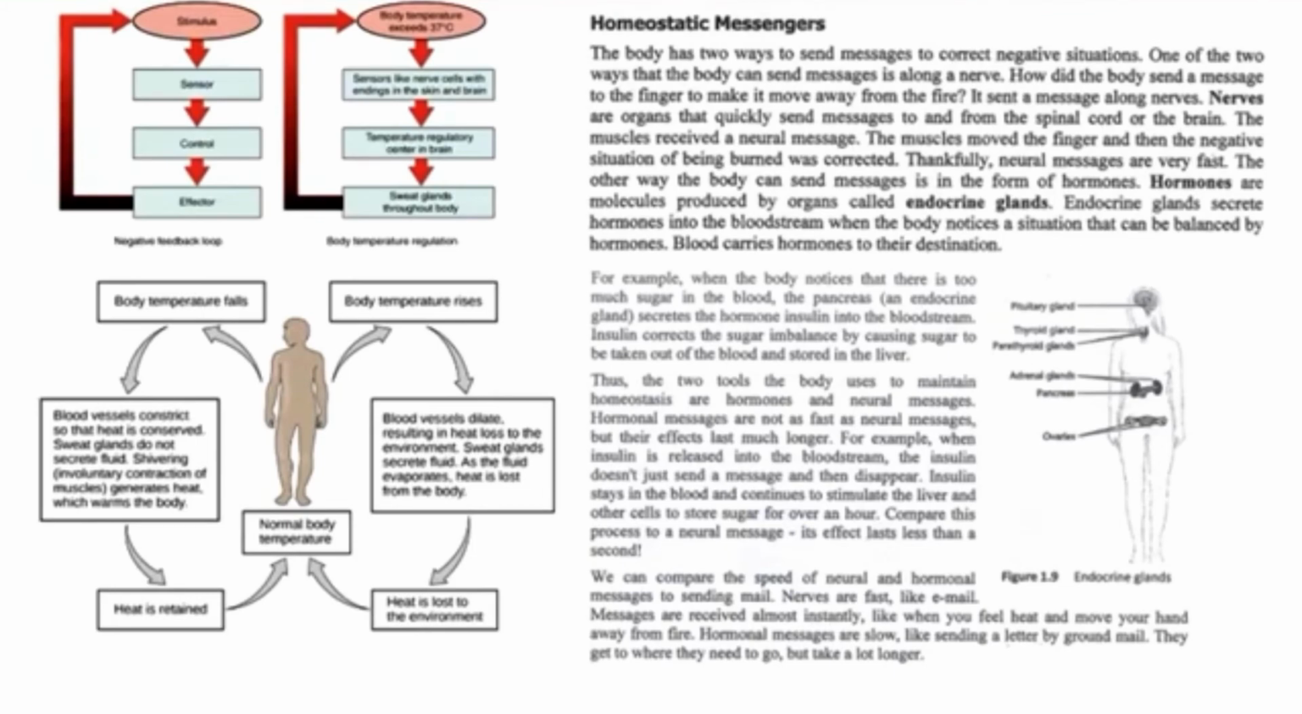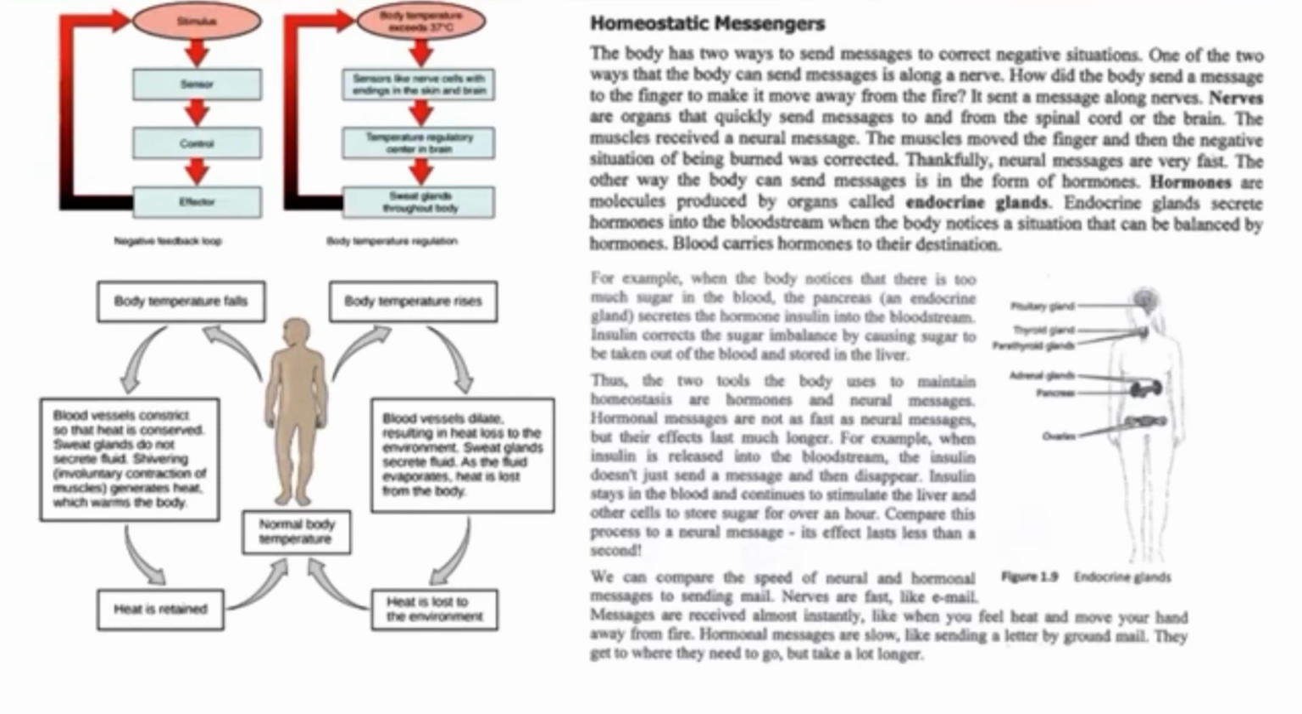Thus, the two tools the body uses to maintain homeostasis are hormones and neural messages. Hormonal messages are not as fast as neural messages, but their effects last much longer. For example, when insulin is released into the bloodstream, the insulin doesn't just send a message and then disappear. Insulin stays in the blood and continues to stimulate the liver and other cells to store sugar for over an hour. Compare this process to a neural message. Its effect lasts less than a second.